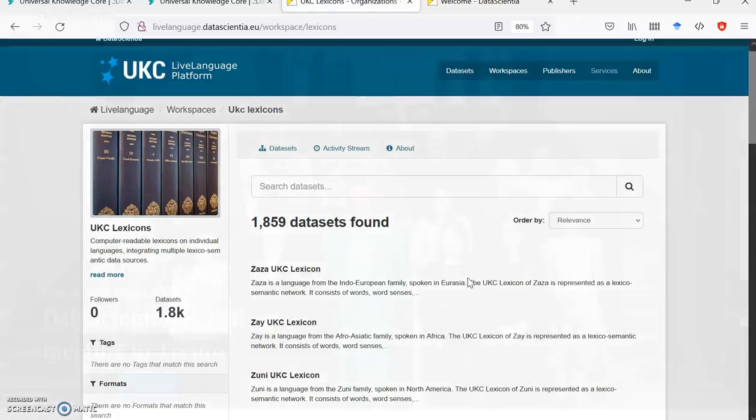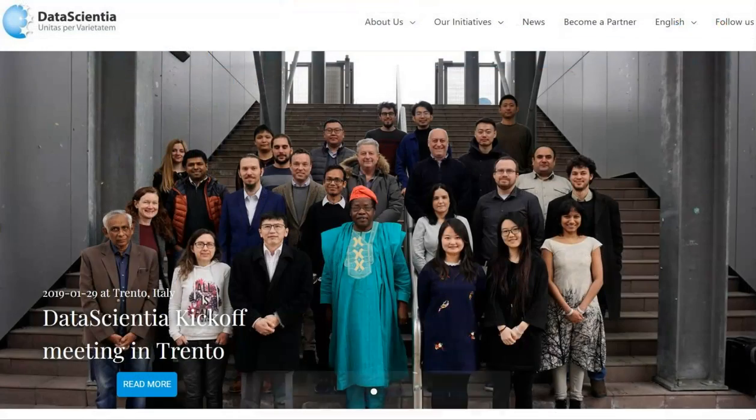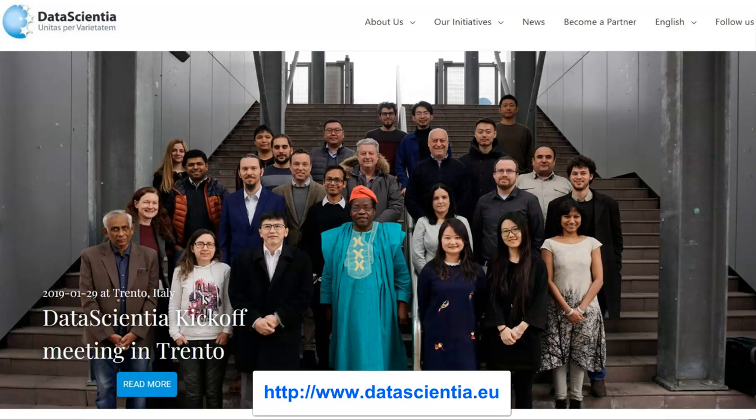We are actively looking for collaborators all over the world to take on language-specific or regional initiatives. To support such efforts, we are happy to make our tools and methodologies available to our collaborators in the framework of the DataCiencia initiative.